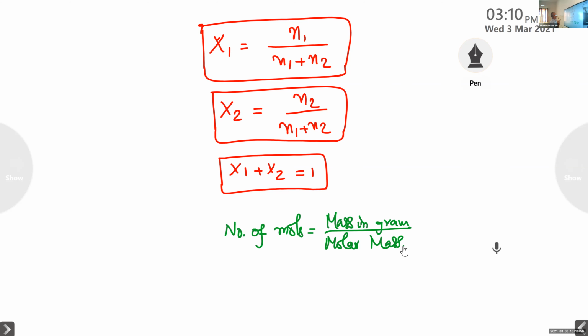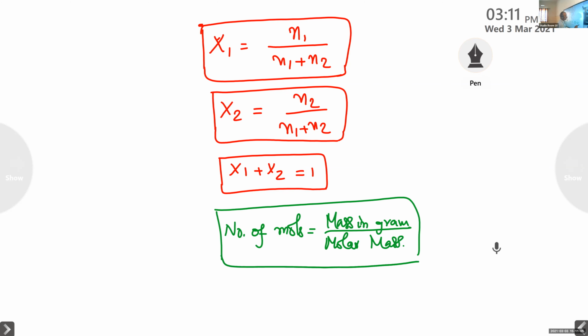You will be given only the masses. So from the masses, first we have to calculate the number of moles: number of moles is equal to mass in gram by molar mass. From this we can calculate the mole fractions of the various components. Let us take an example for this. Let us try to solve a problem.